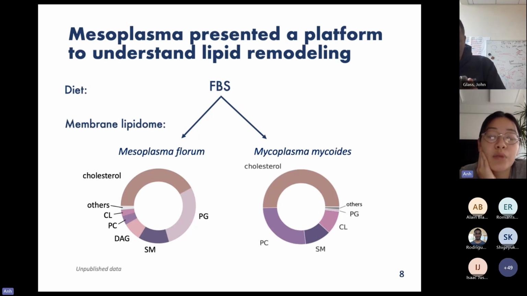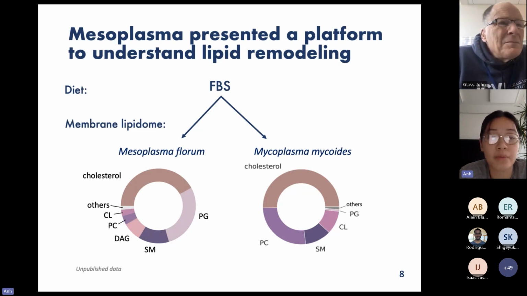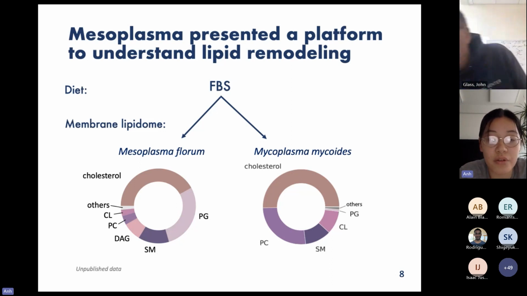So basically, what we try to do is we feed the bacteria Mesoplasma florum and Mycoplasma mycoides the same lipid diet, which is an undefined one, FBS serum. And we look into the lipidomics of these two organisms. And as you can see here, even per lipid head group, which is a pretty generic feature, you can see that they are using different lipids.